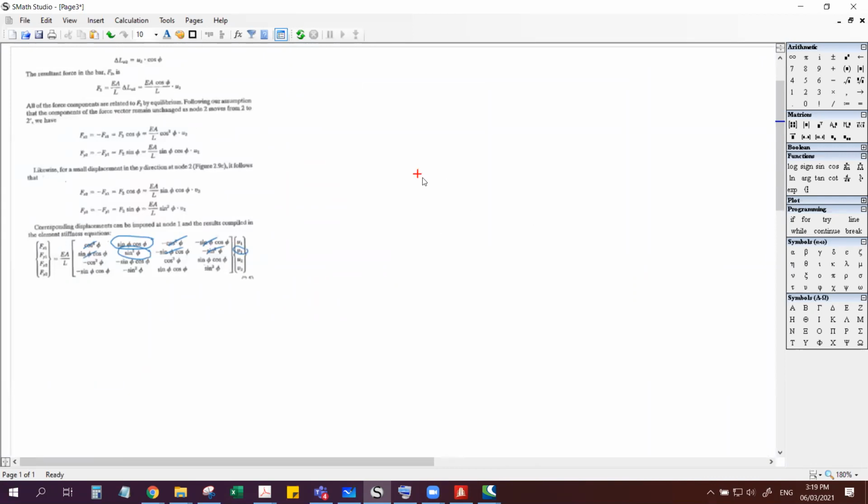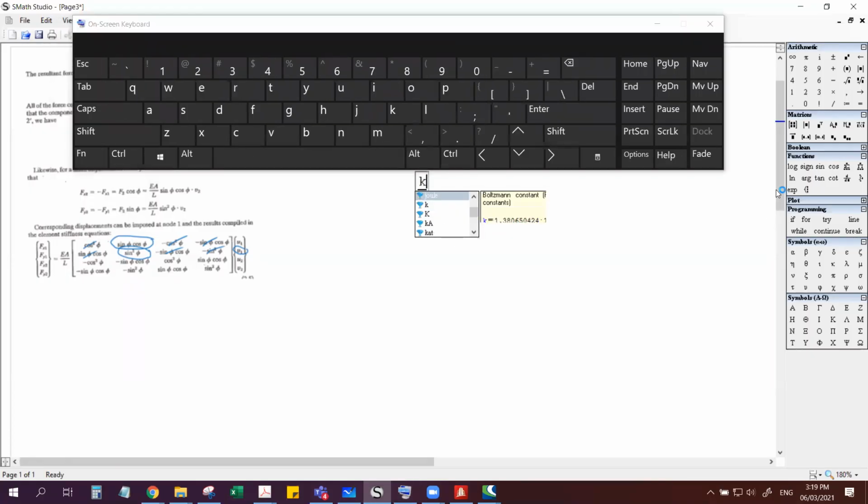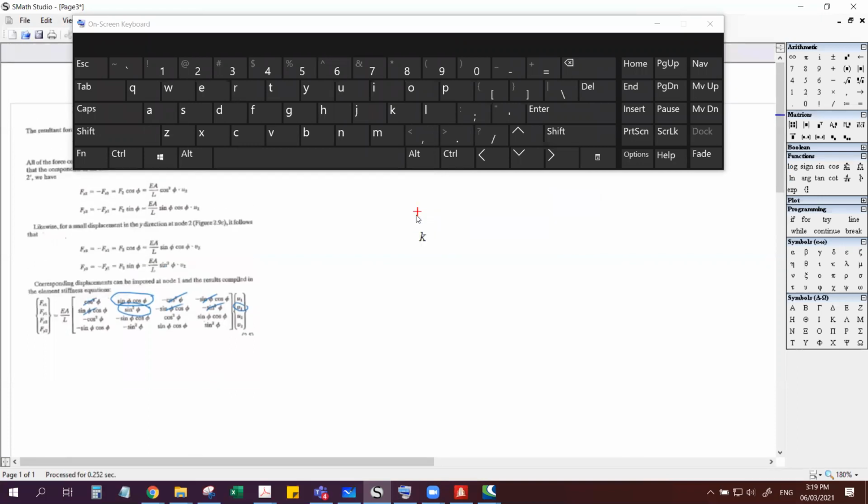Okay, so let's say K. So to introduce a variable, you press colon, not equal. Okay, so where's my on-screen keyboard? Here. So K is equal, but I'll need to type in colon. So that will be shift colon.